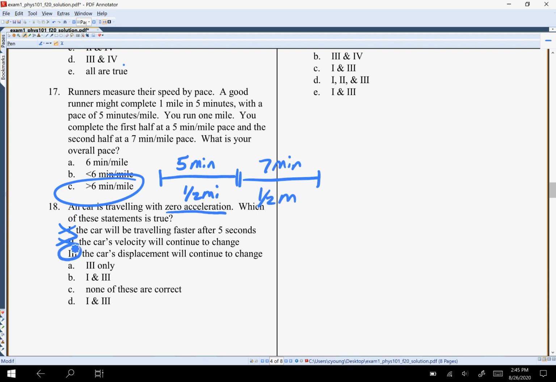Okay, yes. Because it's traveling, I'll actually come back and make this more clear that it has a non-zero velocity. But assuming that it's traveling, that means assuming that it has a non-zero velocity. So 3 is the only one, A. And again, I'll put non-zero velocity in the actual test when you take this.